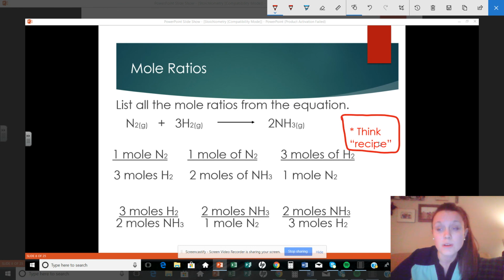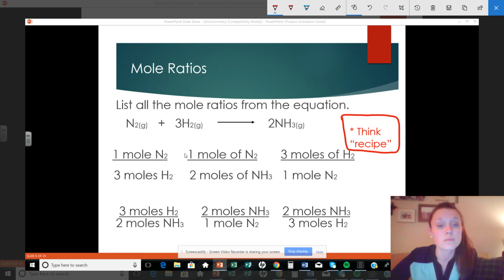So think about that muffin activity we did yesterday. In this chemical equation, there are 6 possible molar ratios. The first 2 molar ratios use nitrogen, and they compare nitrogen to the other 2 compounds. For every 1 mole of nitrogen, we need 3 moles of hydrogen to react, okay? In this molar ratio, you're comparing how many moles of nitrogen you have to how many moles of hydrogen you have in the chemical equation.